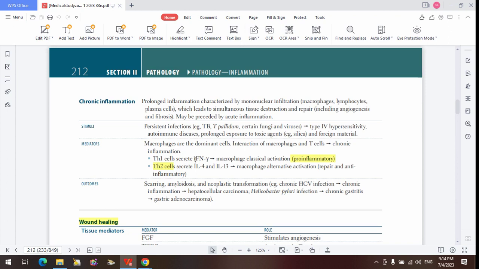So when you say a macrophage is activated in the classical pathway, it will be elaborating pro-inflammatory cytokines like interleukin 1, TNF, or the other ones. But when a macrophage is activated via the alternative pathway, it will release anti-inflammatory cytokines like transforming growth factor beta, which we said, in addition to having an anti-inflammatory effect, also activates fibroblasts.